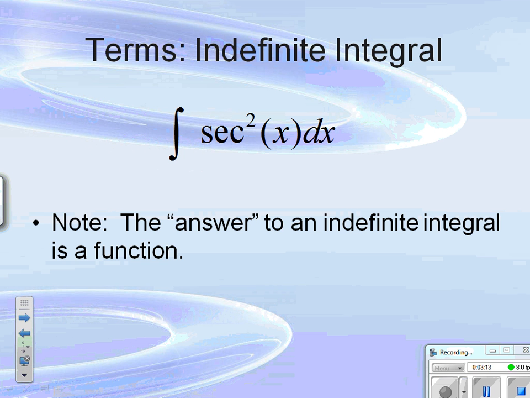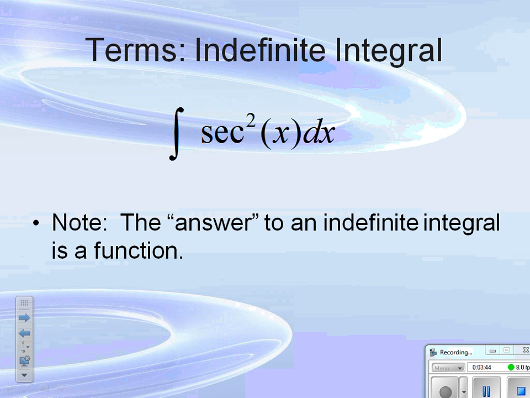Okay. Now, if there are no limits of integration, that's known as an indefinite integral. No number at the bottom, no number at the top. The answer to an indefinite integral is going to be some new function. So the first question I had up there said, find the area under a sine curve between 0 and pi. The answer to an indefinite integral is a function. It's asking here for the antiderivative of secant squared.